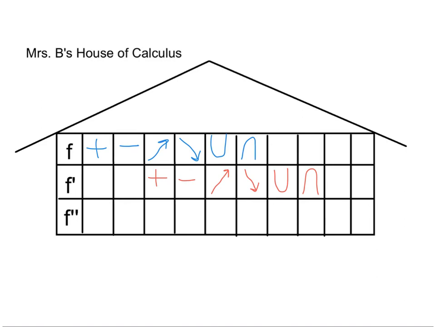Now here's another cool little thing. The second derivative. When the first derivative is increasing, the second derivative is positive. When the first derivative is decreasing, the second derivative is negative. When the first derivative is concave up, the second derivative is increasing. And when the first derivative is concave down, the second derivative is decreasing. And then sometimes the second derivative is concave up and concave down.